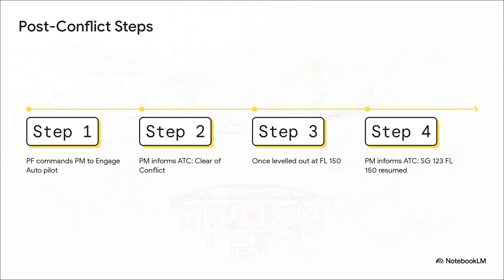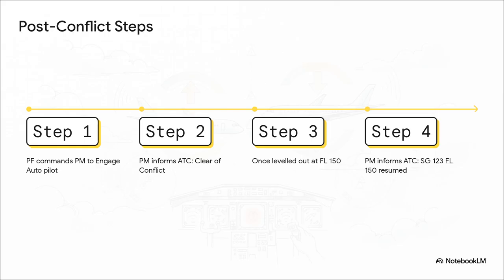So the maneuver worked, and you hear clear of conflict. Now what? Well, you follow these 4 post-conflict steps precisely. Step 1. The PF commands the PM to engage the autopilot. Step 2. The PM informs ATC, clear of conflict, returning to flight level 150.